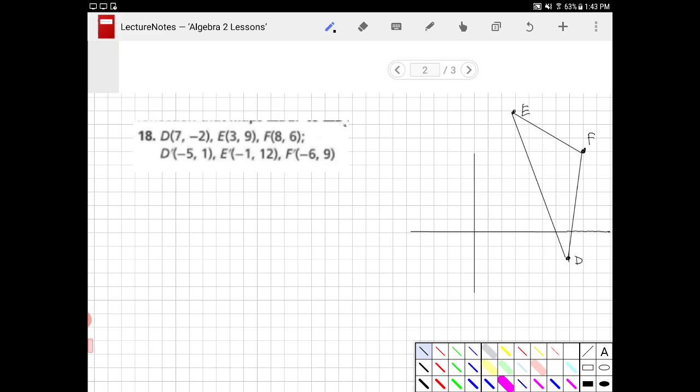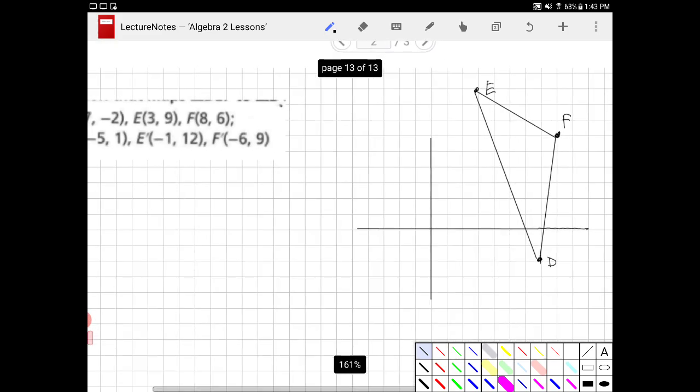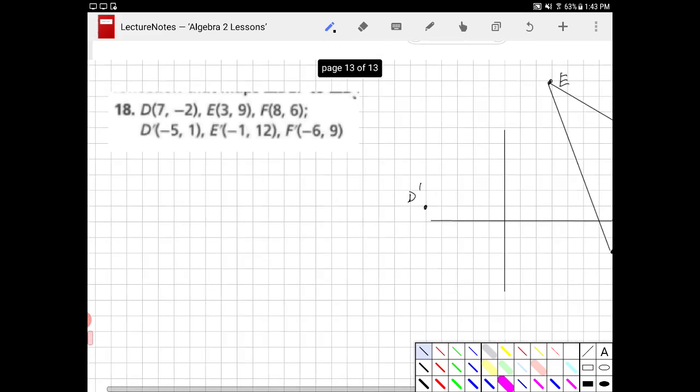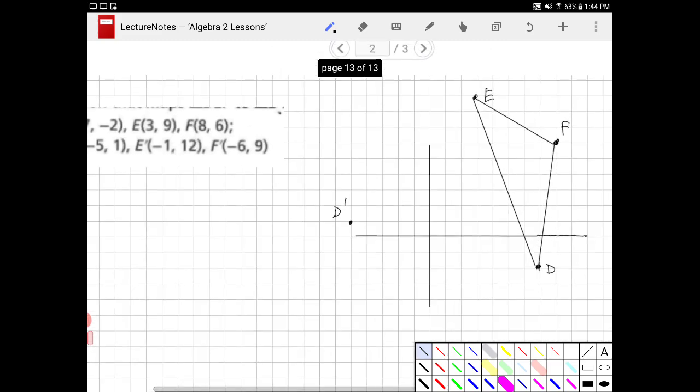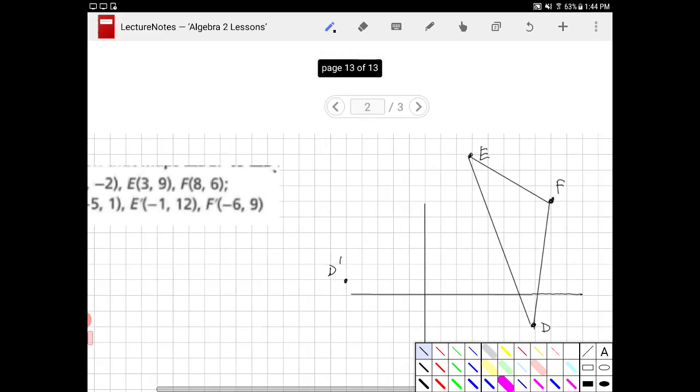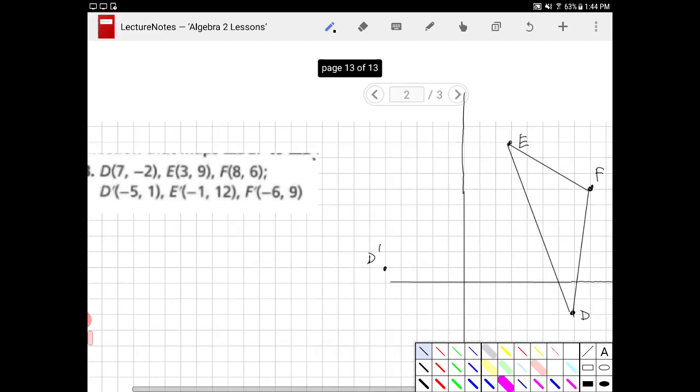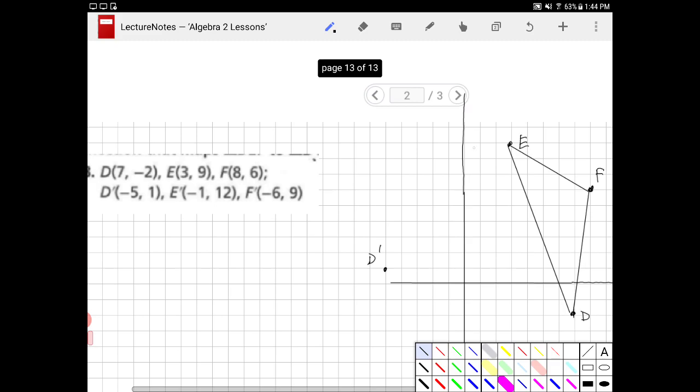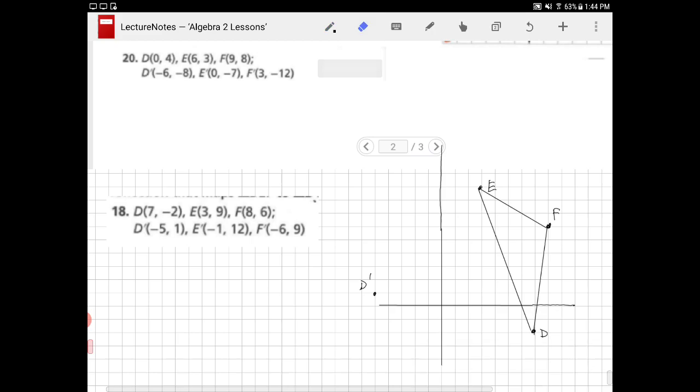And D prime, E prime, F prime. D prime is negative 5 comma 1. Where's negative 5 comma 1? 2, 4, negative 5 comma 1 is right here. This is D prime. Whoops. And E prime is negative 1 comma 12. So if this is 9, 10, 11, ooh, hold on, I need to get rid of this. This is going really off the grid.